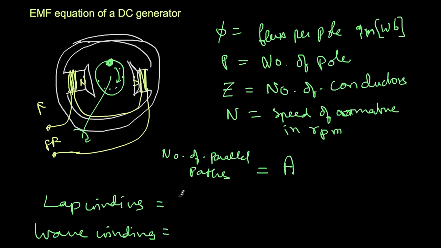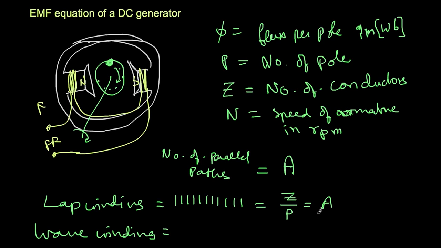In lap winding, let's say these are all conductors. All conductors are allocated equally to each pole. So therefore, we'll get Z divided by P parallel paths. So if there are 100 conductors and 2 poles, there will be 50 parallel paths.